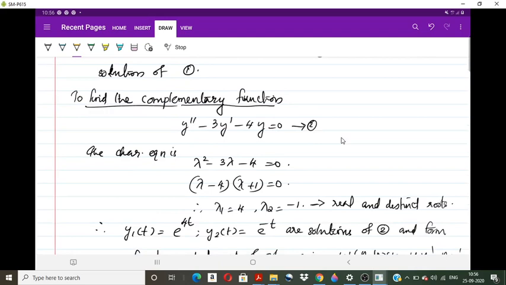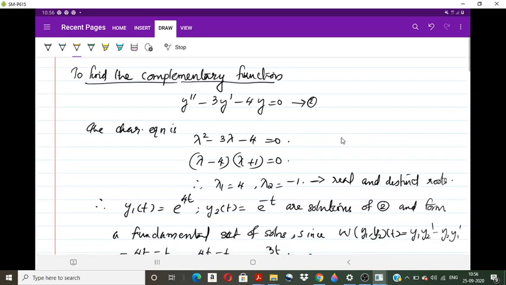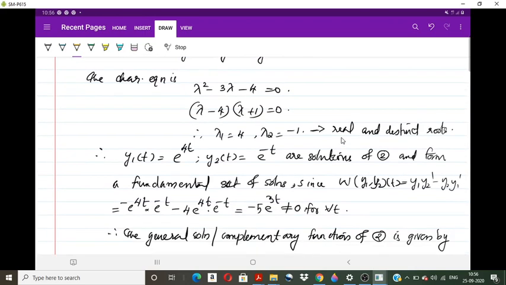That means the two roots of the characteristic equation are real and distinct, lambda 1 and lambda 2. Then we have y1 of t equal to e raised to lambda 1 t and y2 of t equal to e raised to lambda 2 t, that is, e raised to 4t and e raised to minus t. And when we calculate the Wronskian, we can see that the Wronskian is never 0. That means the set y1 and y2 will form a fundamental set of solutions, and consequently the complementary function, or general solution of the homogeneous equation, will be of the form c1y1 plus c2y2, that is, c1 e raised to 4t plus c2 e raised to minus t. Thus we have yc of t.